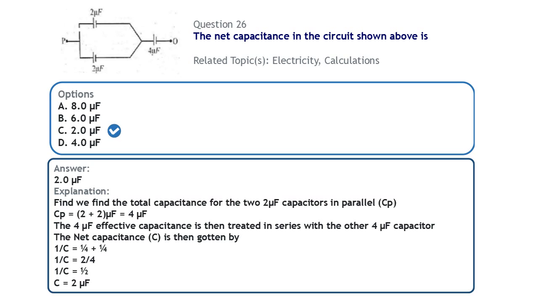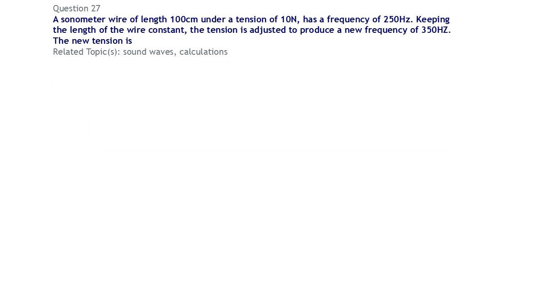Since the denominator is the same in this fraction, we can just add up the numerators. So you have 1 plus 1, that will be 2 over 4. We are doing that because the denominator is the same, so we don't need to take the LCM and all of that. So here now we have 1 over C equal to 2 over 4. If you reduce it to the lowest fraction, that is dividing the numerator and denominator by 2, you are going to have 1 over 2. So 1 over C is equal to 1 over 2. That means that your C is equal to 2, if you compare both sides of the equation. So you have the net capacitance there to be 2 microfarad.